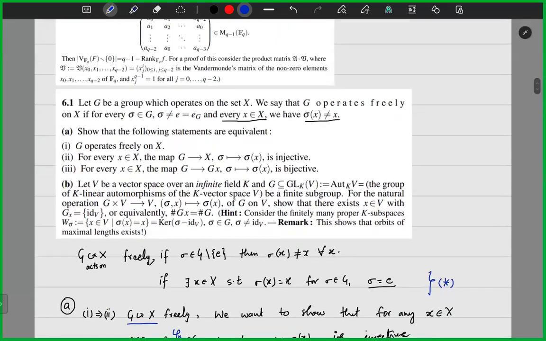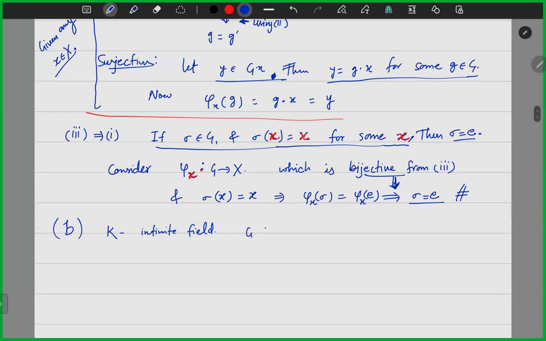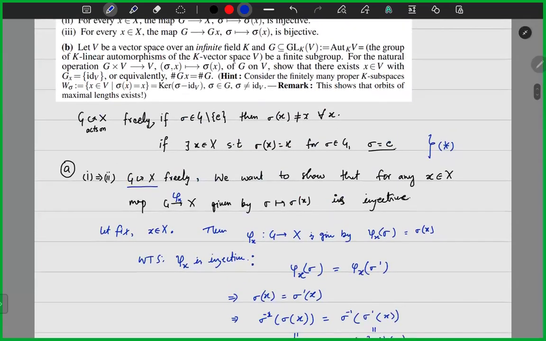Okay, so let's see the B part. K is an infinite field, and G is the set of Aut_K(V). V is finite dimensional also.